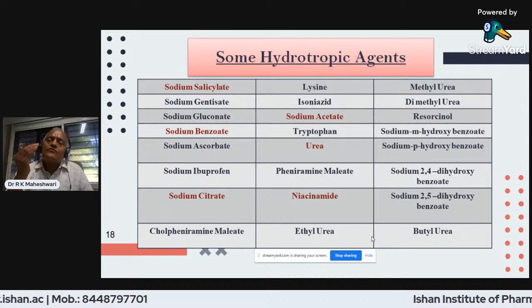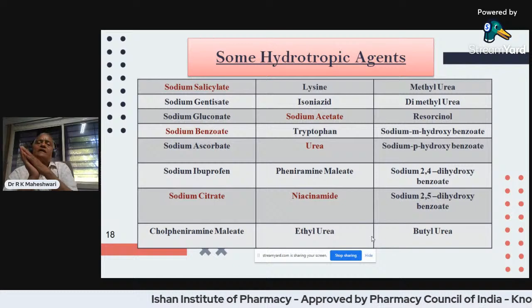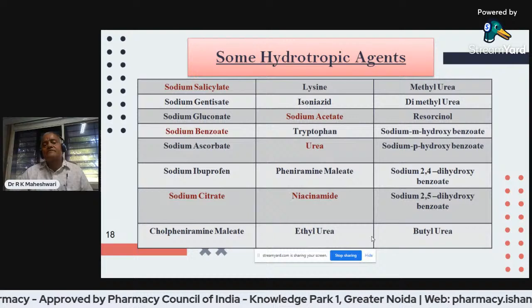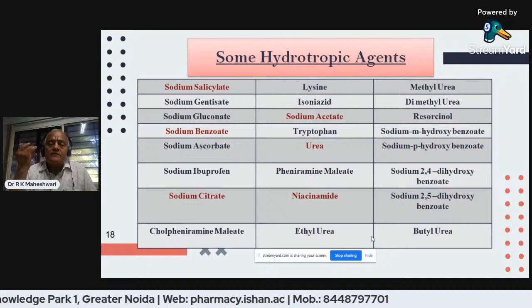The molecules of sodium citrate are available in liquid state for hydrogen bonding and weak Van der Waals forces with the molecules of salicylic acid. That's why there is a large solubility of salicylic acid in concentrated solution of sodium citrate. Here, sodium citrate is again a hydrotropic agent. Now, if we employ a 30% weight by volume solution of sodium benzoate in water, 30%.